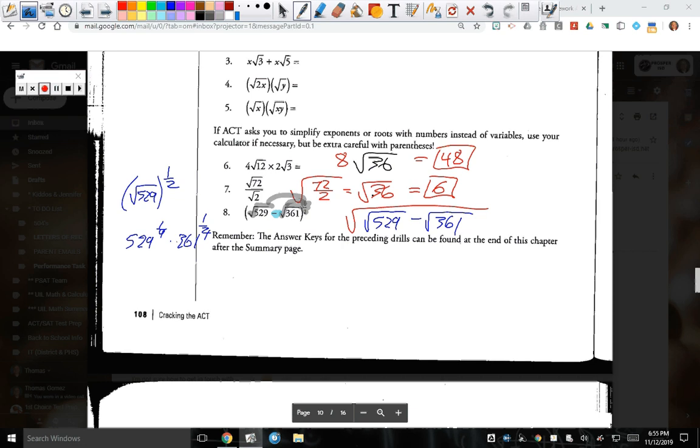But let's see, what's the square root of 529? We don't know that, do we? Yeah, we don't know that. But we do know 361, right? I'm going to guess 17. You can use your calculators, guys. This is the square root of 361. 19. What's the square root of 529? 23. So we could do it like this. 23 minus 19, 4. I get 2.